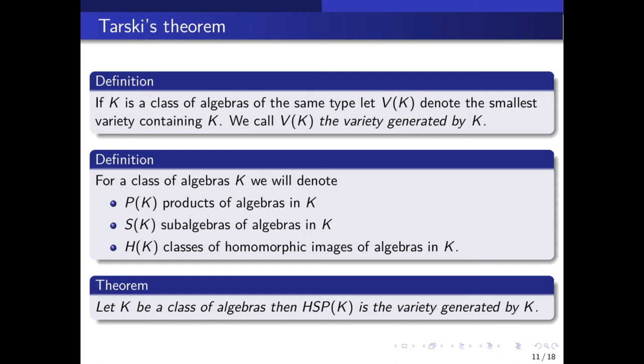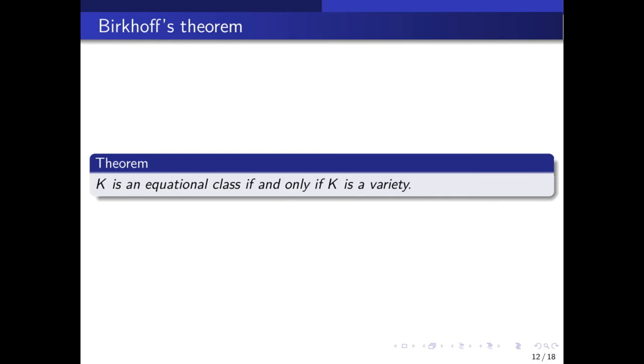we will call the smallest variety containing our class of algebras K a variety generated by K. Okay, and if we take our class of algebras and we take all the products of these algebras, take all the subalgebras of that, and take all the homomorphic images of that, it is the variety generated by K. So I have some grasp of the second part of this theorem.